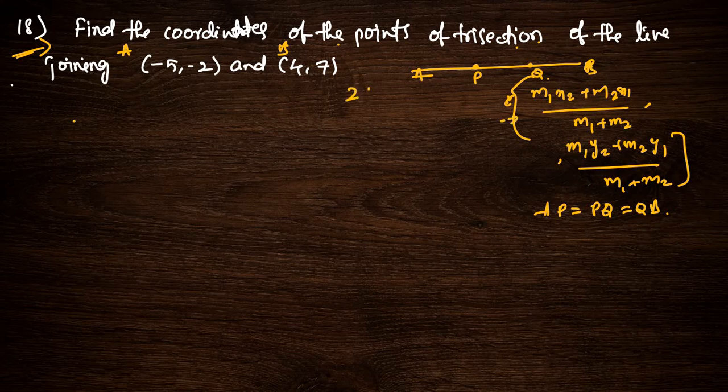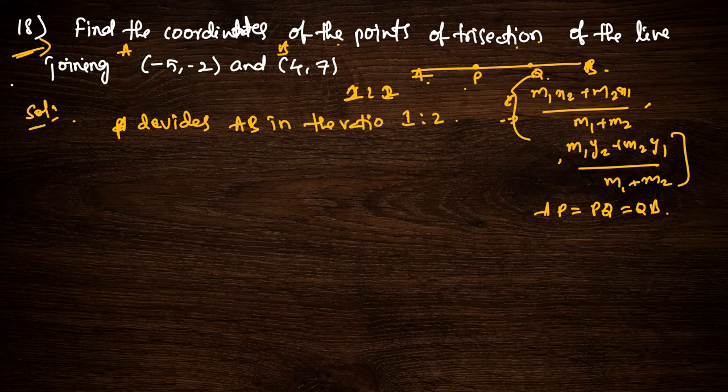So first I will take the 1:2 ratio form, where P divides AB in the ratio of 1:2. Solution here: P divides AB in the ratio of 1:2. So we'll find the trisection formula here, that is this one. This trisection formula we'll use.